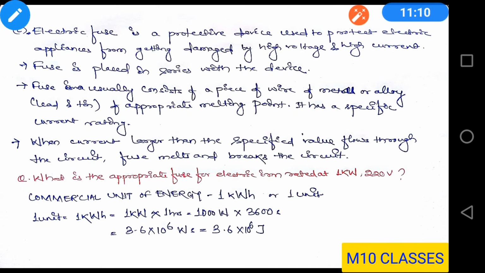Now let us discuss another application of the heating effect of electric current, and that is the electric fuse. You might have heard about this.